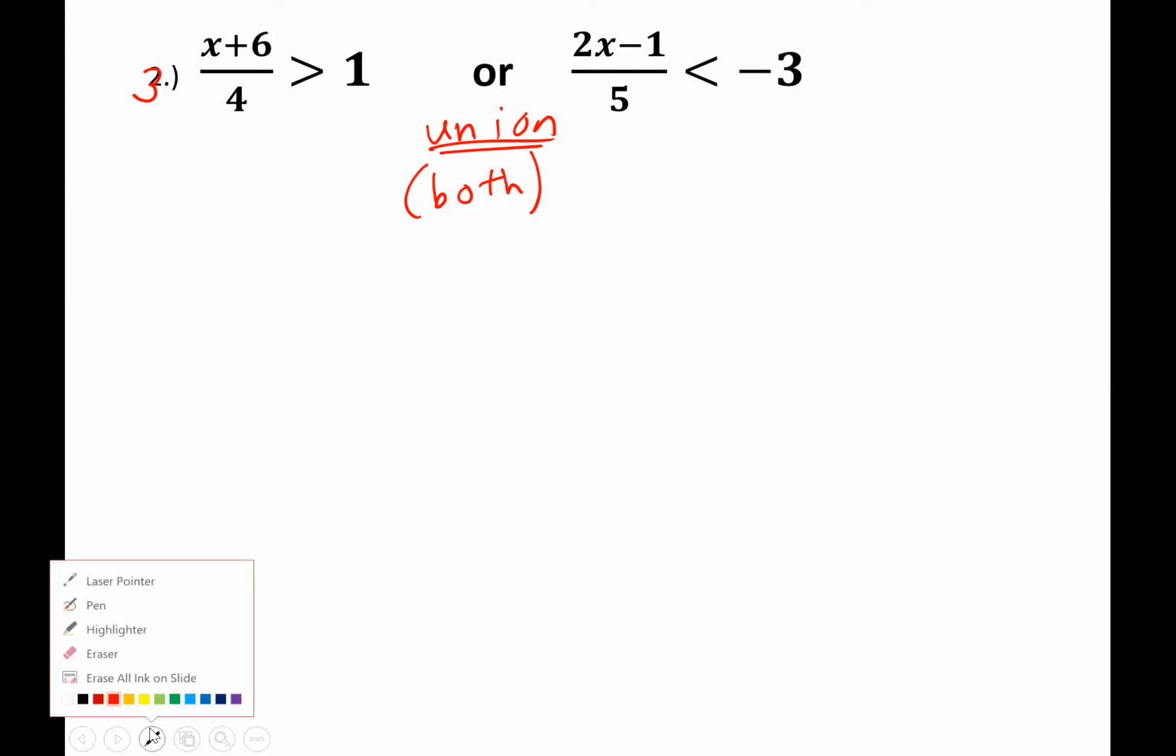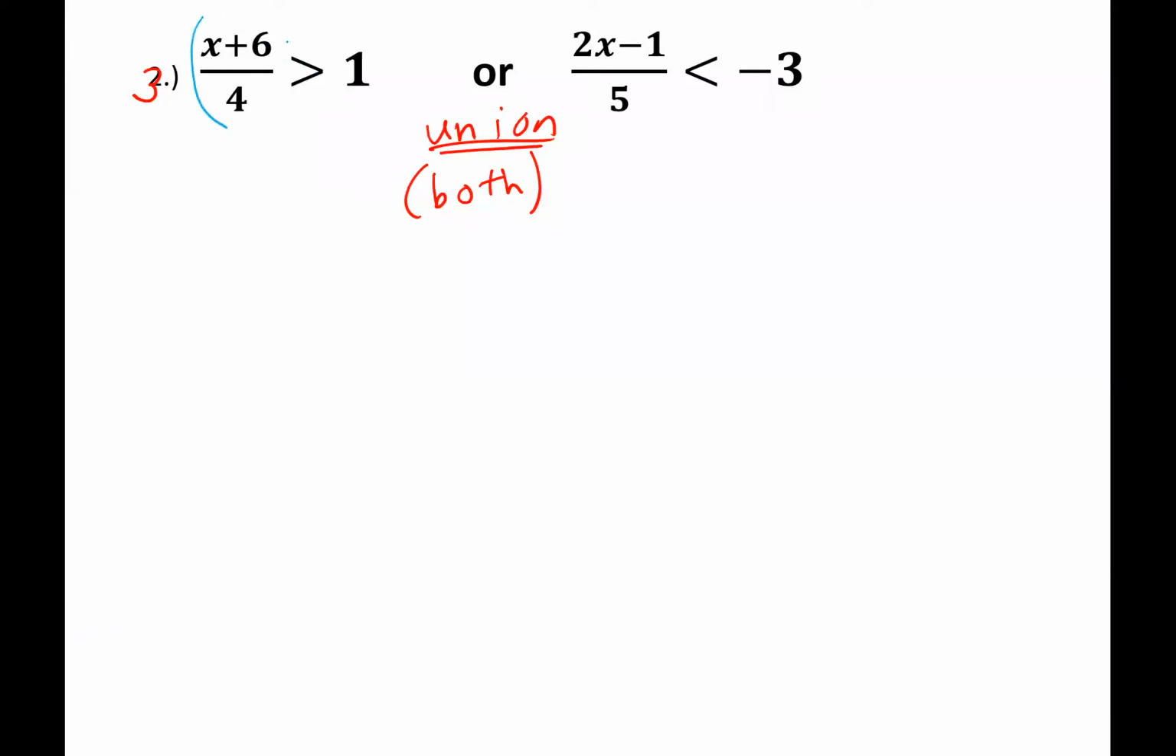It's (x + 6)/4 > 1. Let's just get rid of that denominator of 4. So let's multiply both sides by the denominator. We can multiply both sides of the inequality by 4. The 4 will cancel out. It's essentially like 4 over 1, right? So that 4 in the numerator will cancel out the 4 in the denominator. And then the fraction's gone.